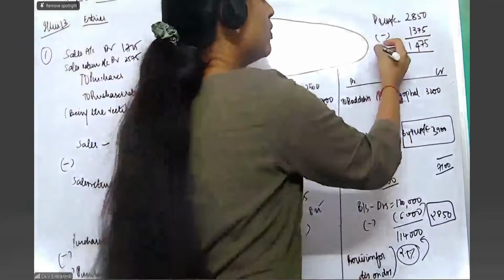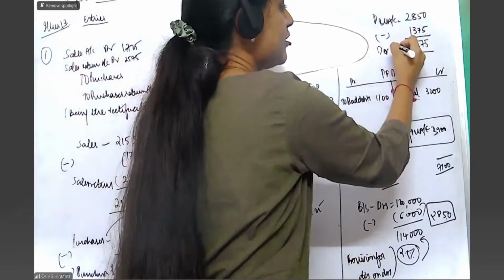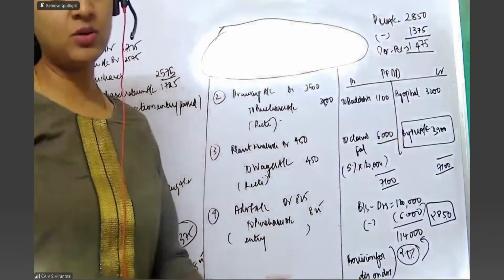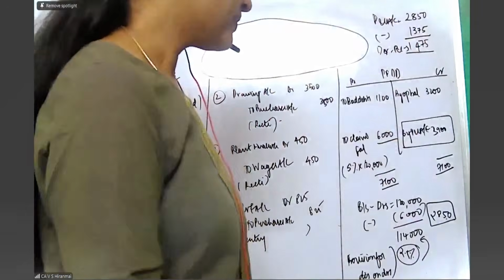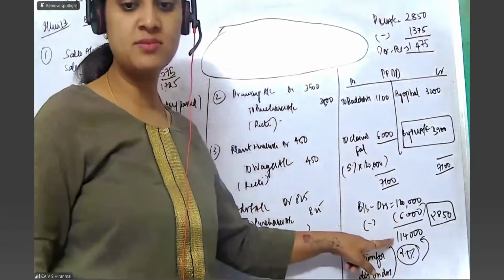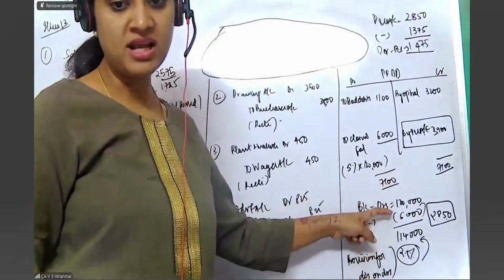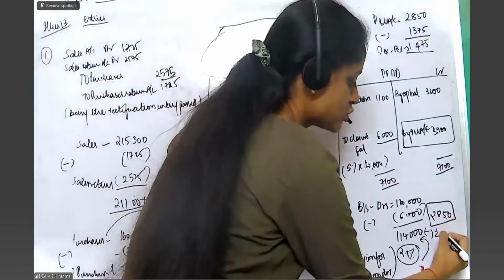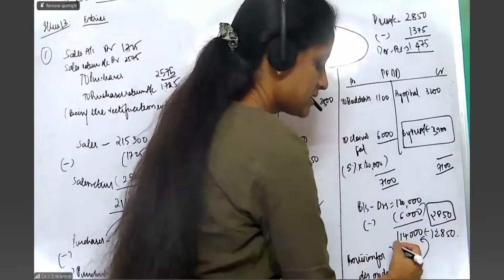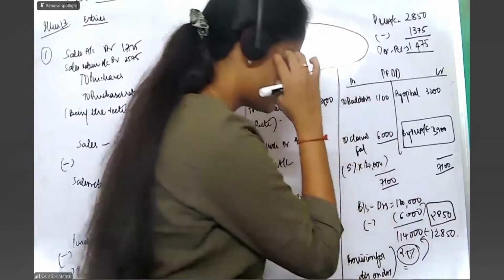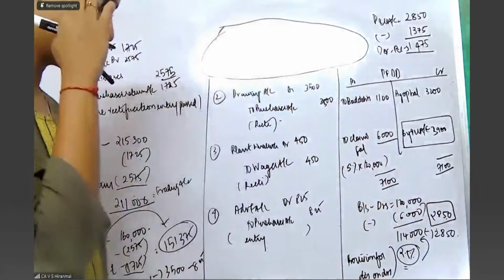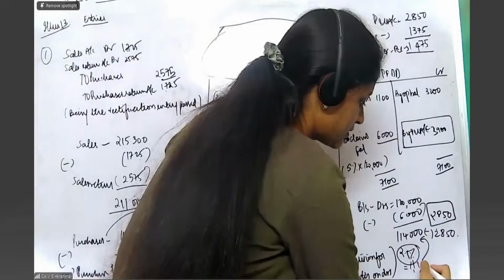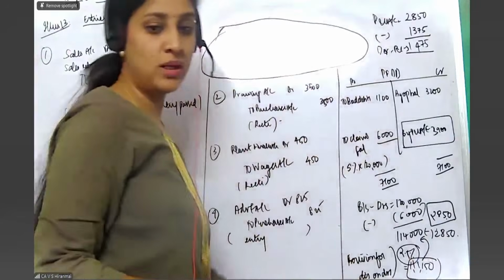1475 will be going into the debit side of my P&L account. How much will it go? 1475 will go into my P&L account. Then, madam, what is the balance that will go and sit in my balance sheet on account of the debtors? It will be 1,14,000 minus 2,850. What is the remaining balance? That is 1,11,150. 1,11,150 will be the answer.